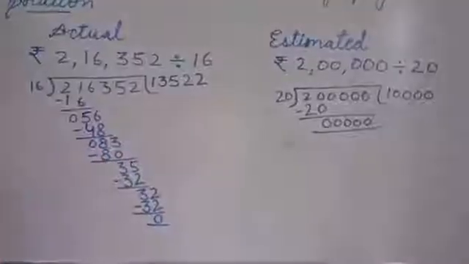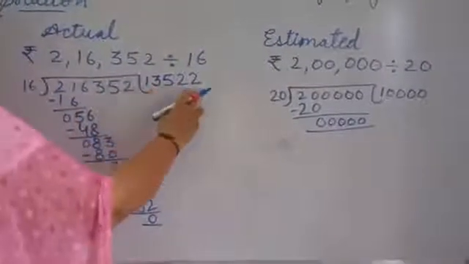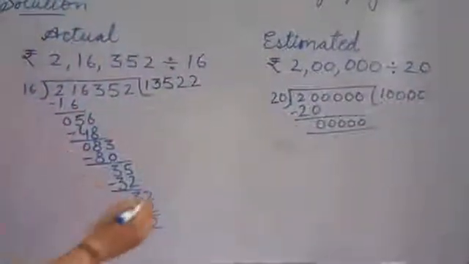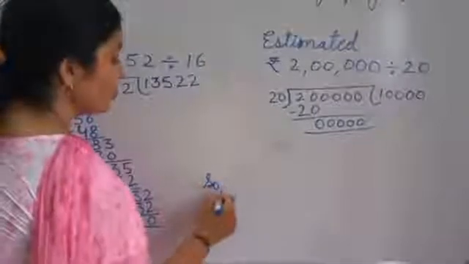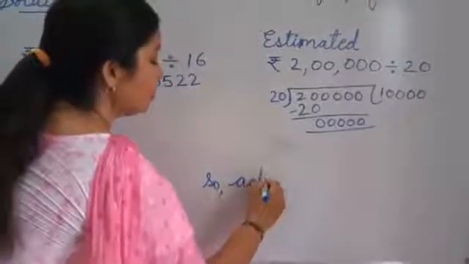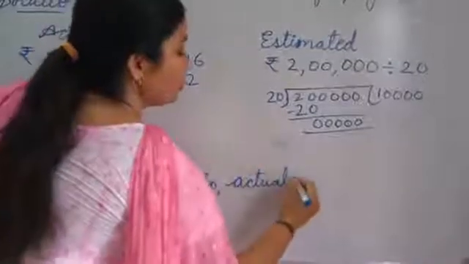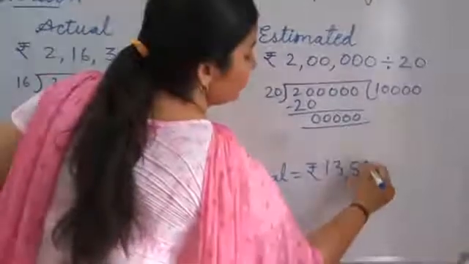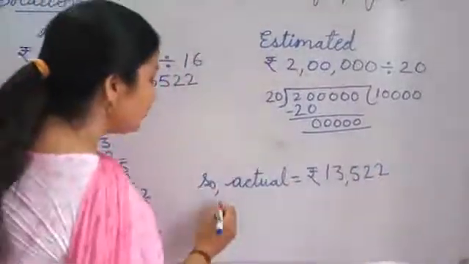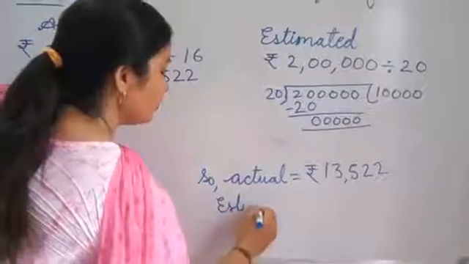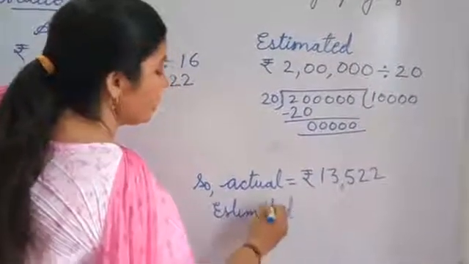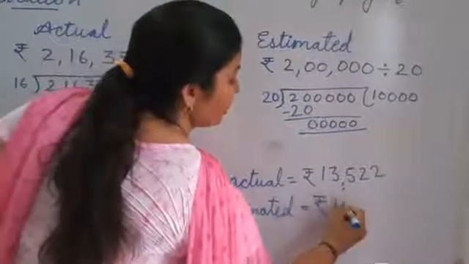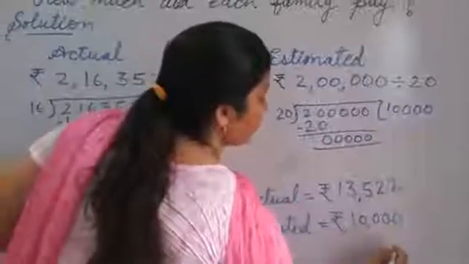Okay. So actual is 13,522 and the estimated answer is rupees 10,000. So we write here: actual equals rupees 13,522 and the estimated answer is what? Rupees 10,000. That's your estimated answer.